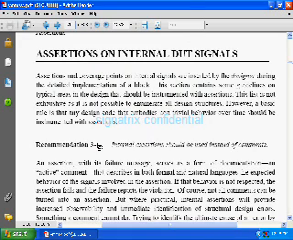We have discussed specifying assertions. We have seen the assertion language primer also. Now we are going to discuss how to write assertions on internal DUT signals.